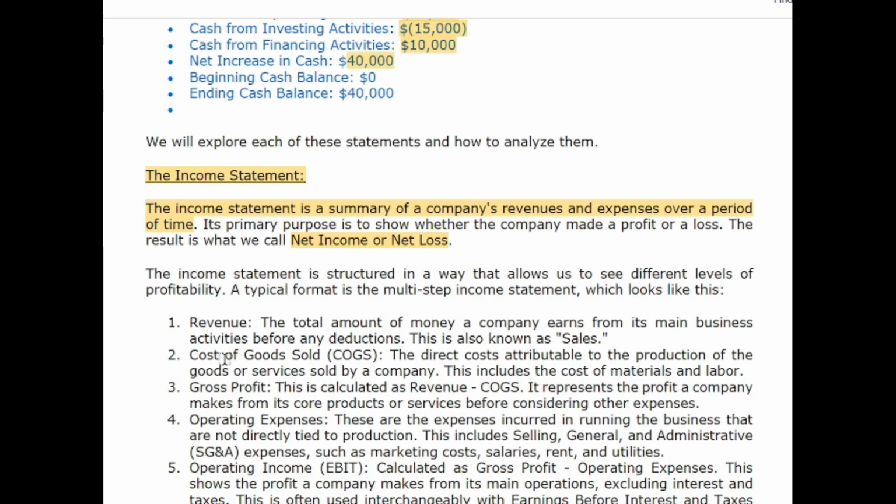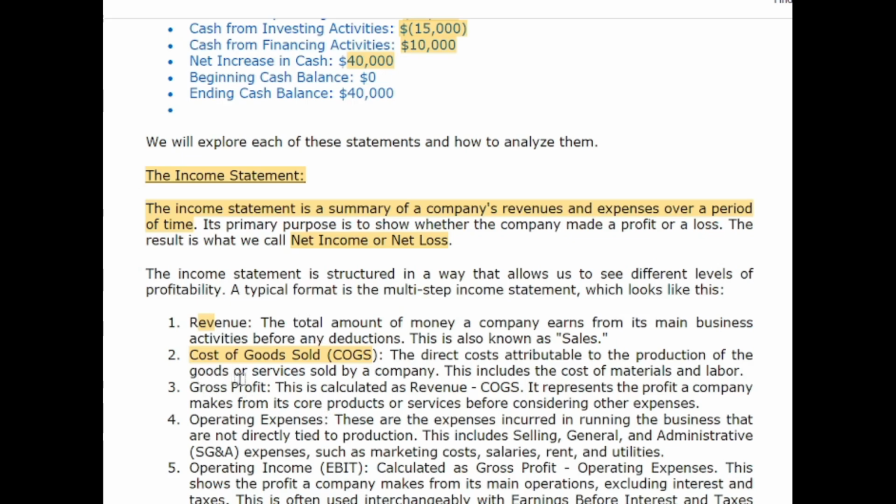The second one is cost of goods sold. Cost of goods sold means the direct cost which belongs to that revenue. Just assume we are running a manufacturing company; that means the cost of production or services sold by the company. In the case of production, it includes the cost of material and direct labor. That means the direct cost related to generating this revenue is the cost of goods sold.